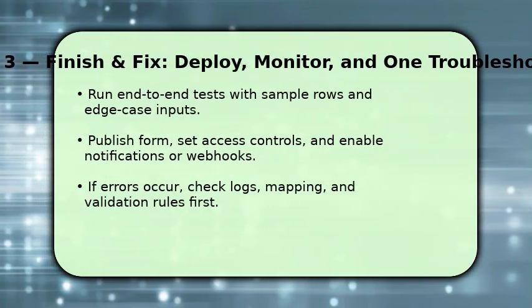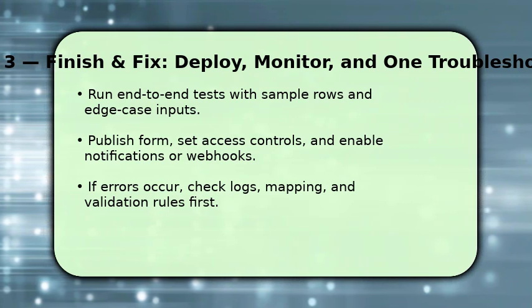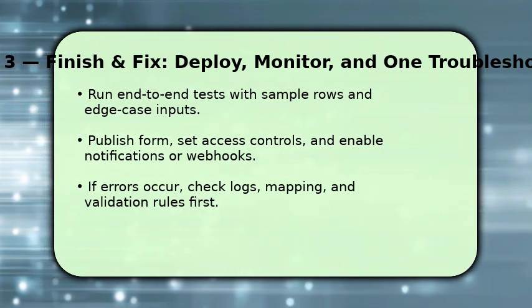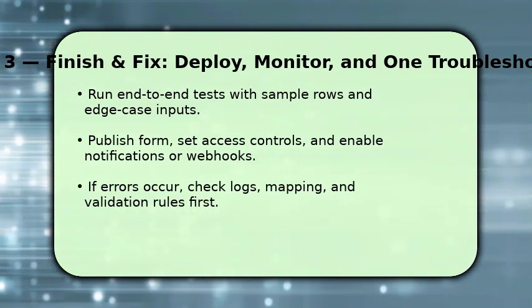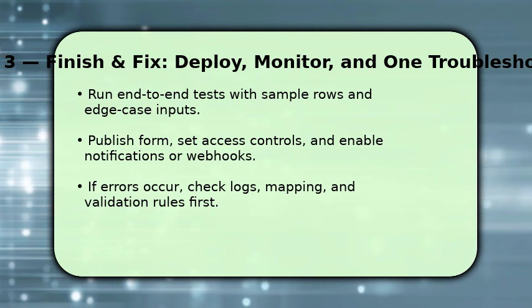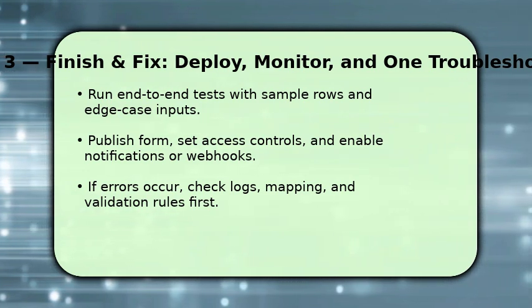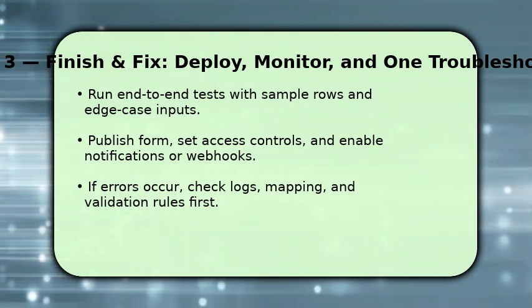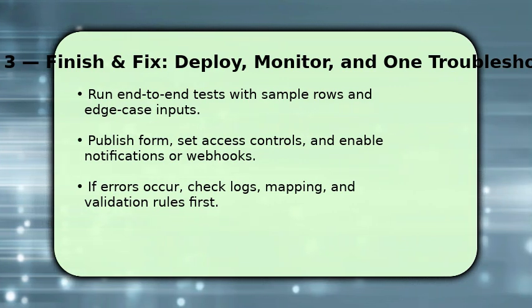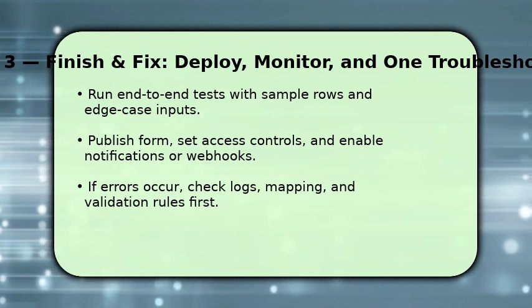Submit multiple sample rows including edge case inputs because real data often breaks rules. Once tests pass, publish the form, set access controls, and enable notifications or webhooks to push data where it needs to go. Make sure to document version notes so you can roll back if necessary.